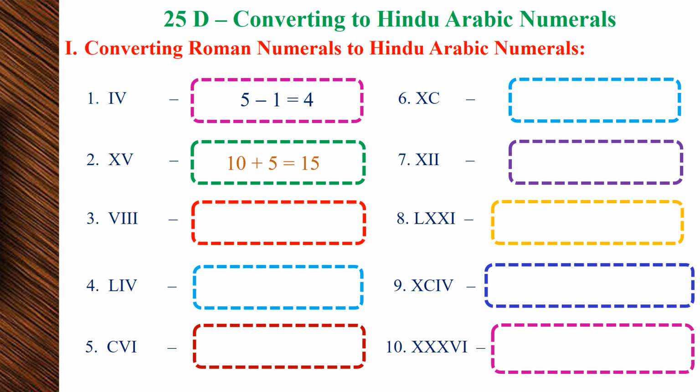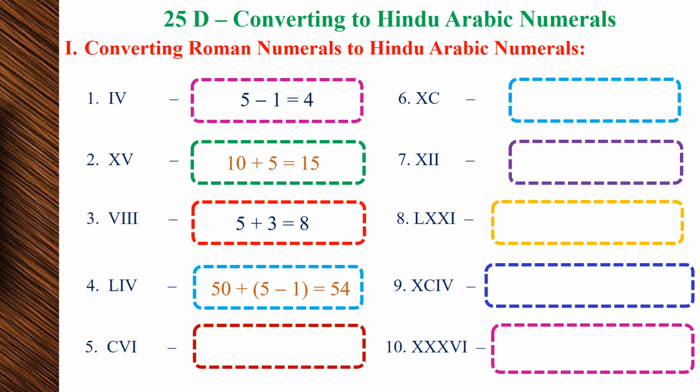Eighth one, VIII. So, should be added. 5 plus 3 is equal to 8. LIV. We know the value for L, which is 50. Value for I and V. I is smaller than V. So, it should be subtracted. So, 50 plus 5 minus 1 is equal to 54.